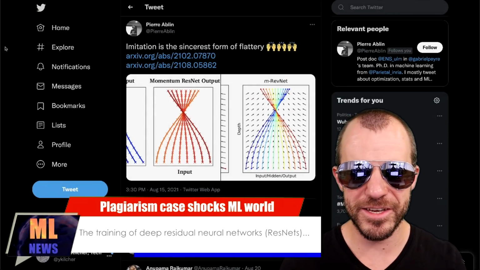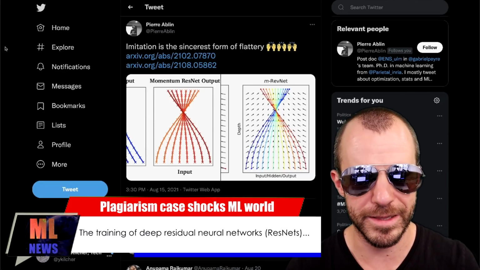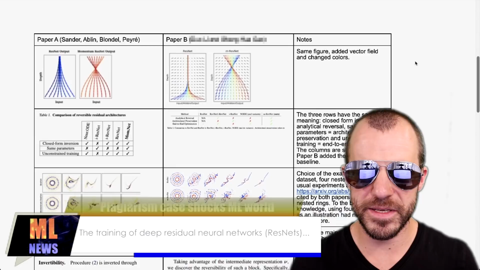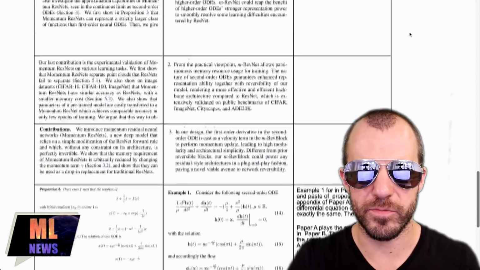So I first told my Discord community and contacted the authors. A bunch of people of my community also contacted the authors and got a hold of them, at which point they became aware and made the following statement on Twitter. Pierre Ablin says, "Imitation is the sincerest form of flattery," simply posting the two links. They followed up with a piece-by-piece comparison of the two papers, essentially laying out a case of plagiarism.